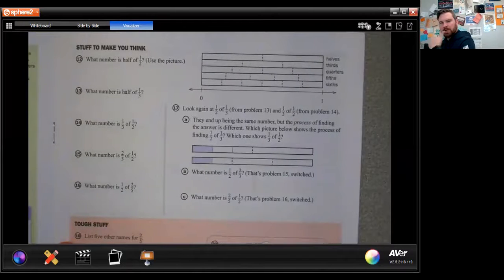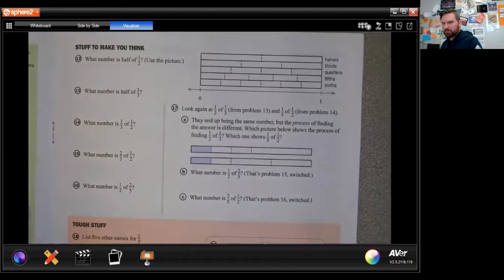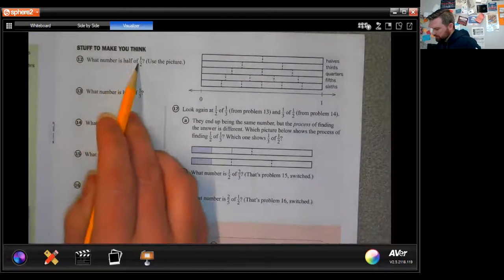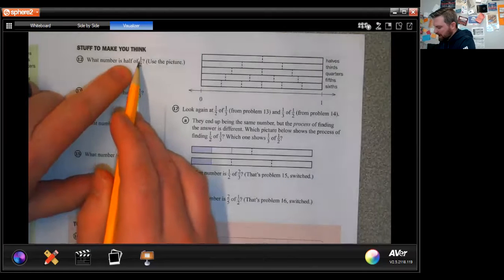The stuff to make you think and the tough stuff is stuff you've already done, but it just makes it a little bit harder, okay? What number is half of 1/2? Use the picture. Half of a half.